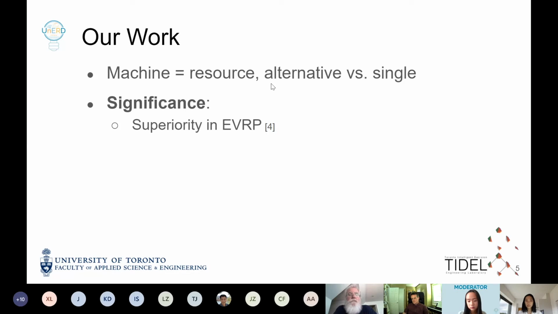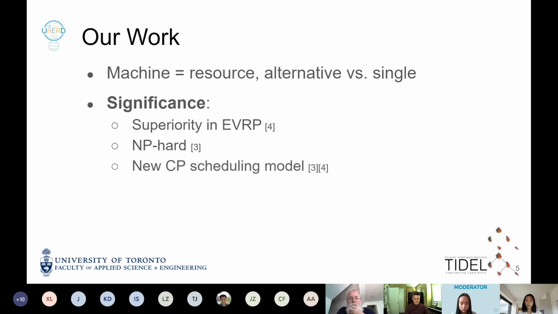This type of scheduling is NP hard, which means it's a hard computational problem and cannot be solved in polynomial time. Therefore, there is ongoing research proposing new optimization methods to tackle it. Our model already shows advantages in EVRP, and our work modifies this model to use it for scheduling and provides a new way of tackling this difficult problem.